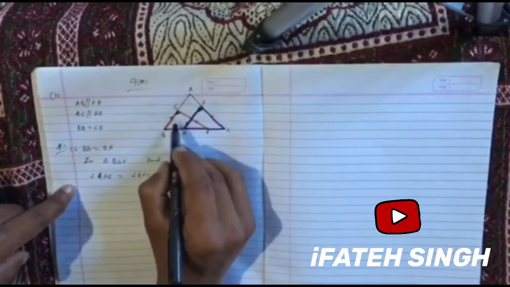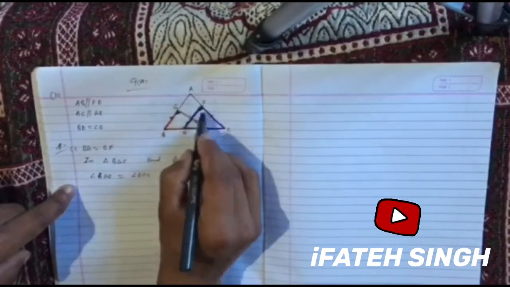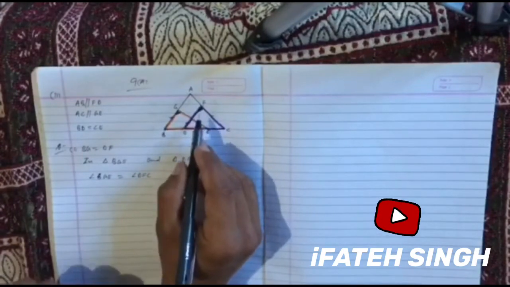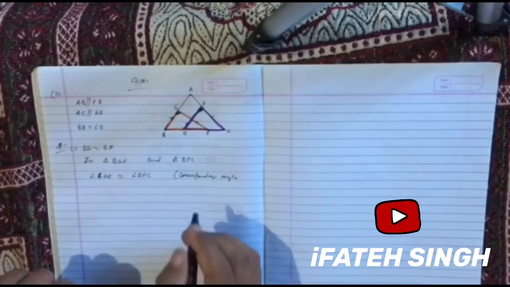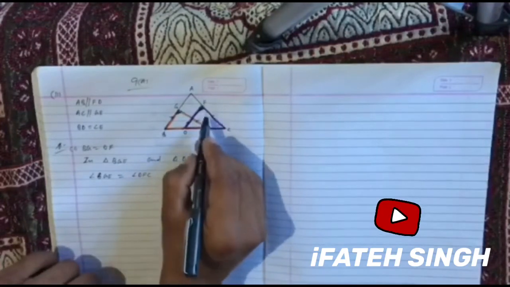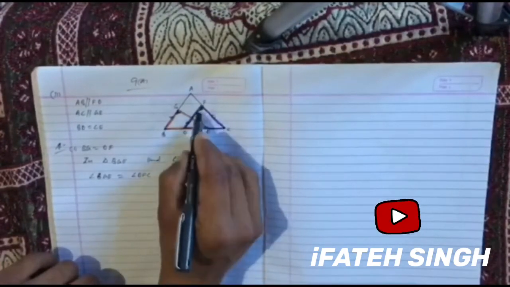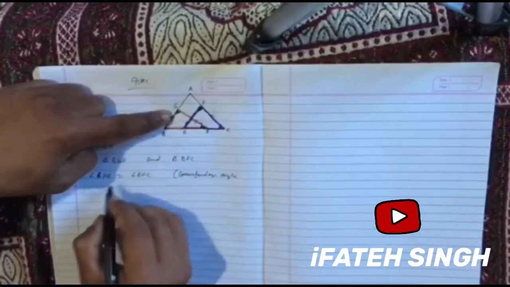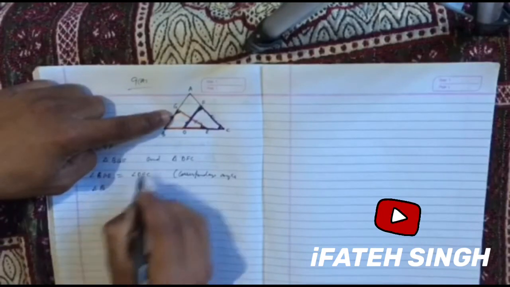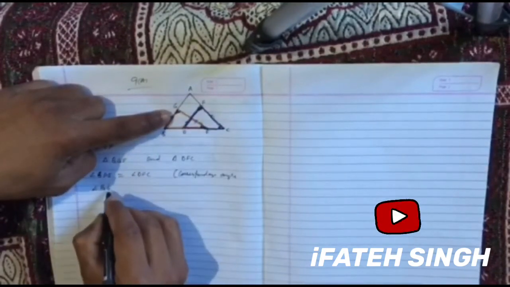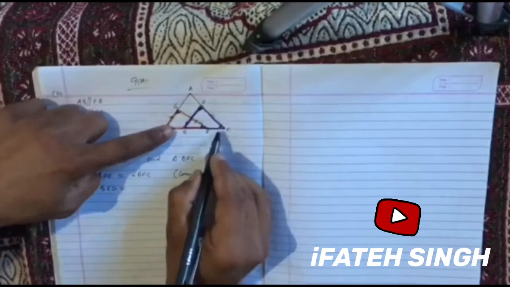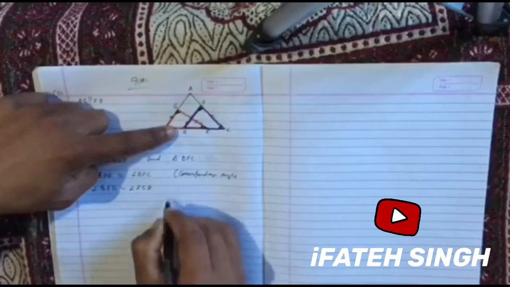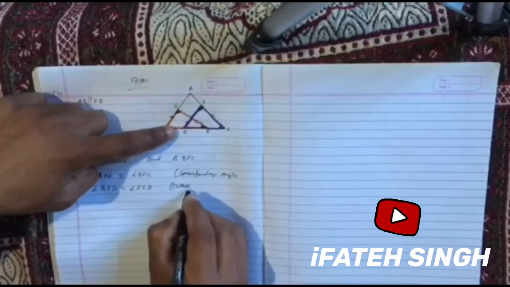Because these two lines are parallel, these two angles are corresponding. And next thing is that these two lines are also parallel. It means this angle is equal to this angle. Its name is angle BEG is equal to angle FCD. It is also a corresponding angle.